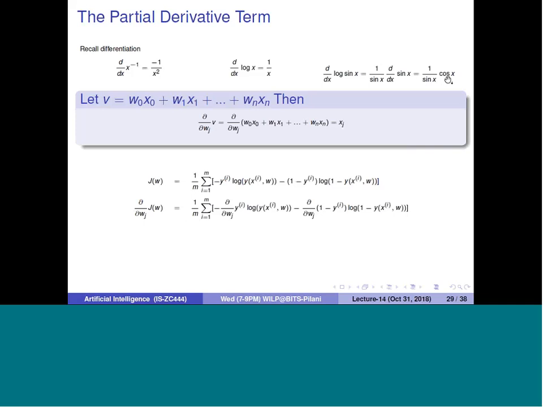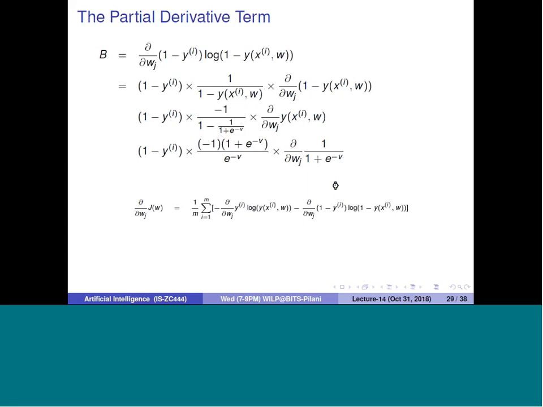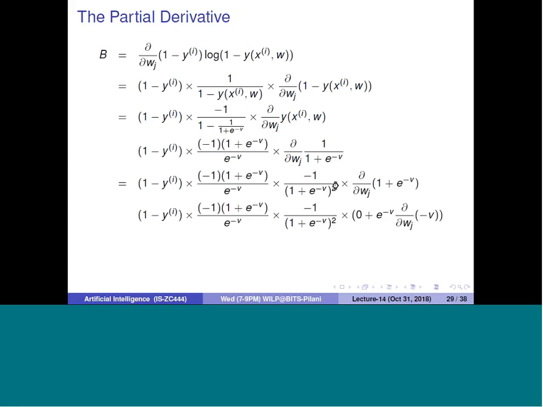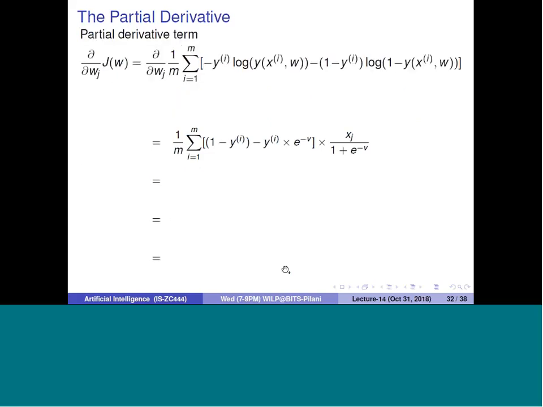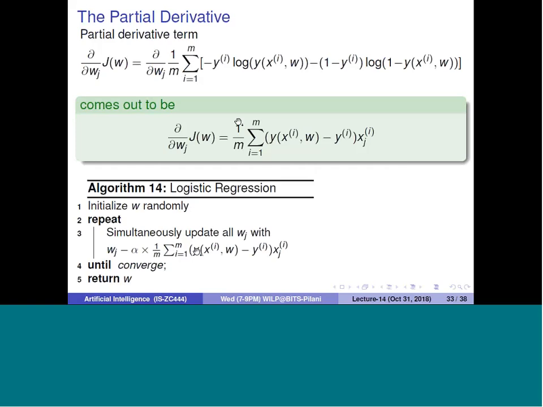If I put that, these are the two terms, and then I individually find their differentiation and put them into a single formula. Again I can see that a nice formula comes out, very similar to the previous formula. This derivative comes out to be a very simple, nicely looking formula. If I put both equations together, the earlier algorithm and this algorithm look exactly the same.